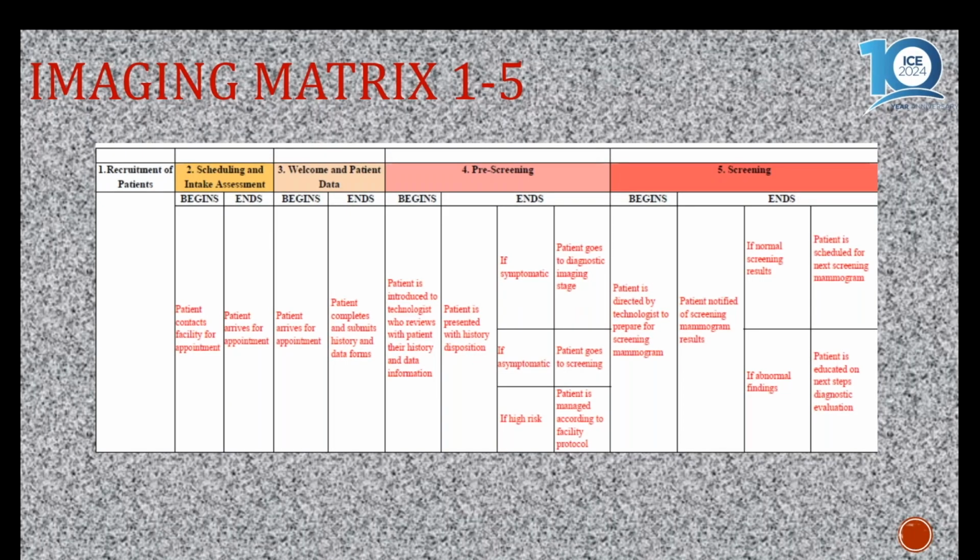So I'm going to show you the imaging matrix right from the beginning here. Oh, I got a pointer. Recruitment of patients, patient scheduling, welcoming the patient and collection of data, pre-screening, screening. We all know these steps. The matrix is just a way of actually writing down the steps here.